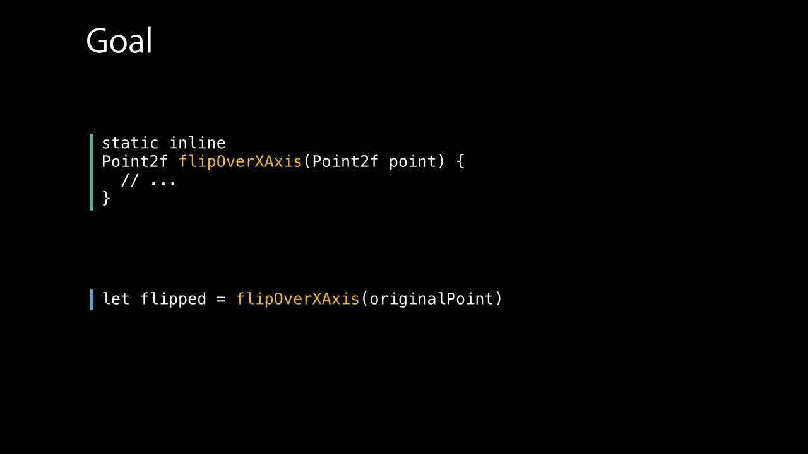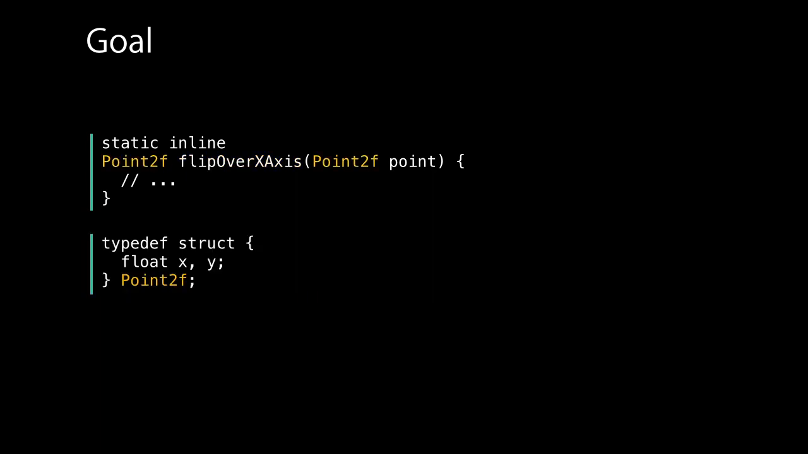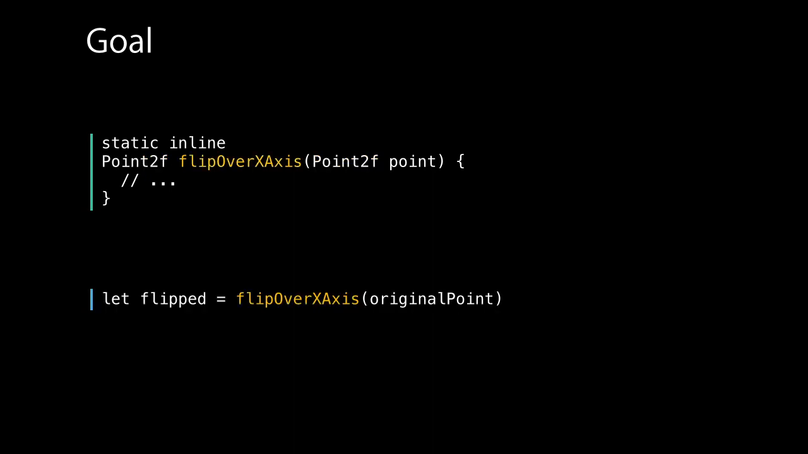Our goal for today is going to be able to call this function here. This is the flip over x-axis function. It's a completely normal geometry function. It takes a struct here that has two floats in it, and it's just going to alter the y-coordinate and return a new struct back by value. And we want to call this, in this case, from Swift, where we pass in an original point and we get a new point back.